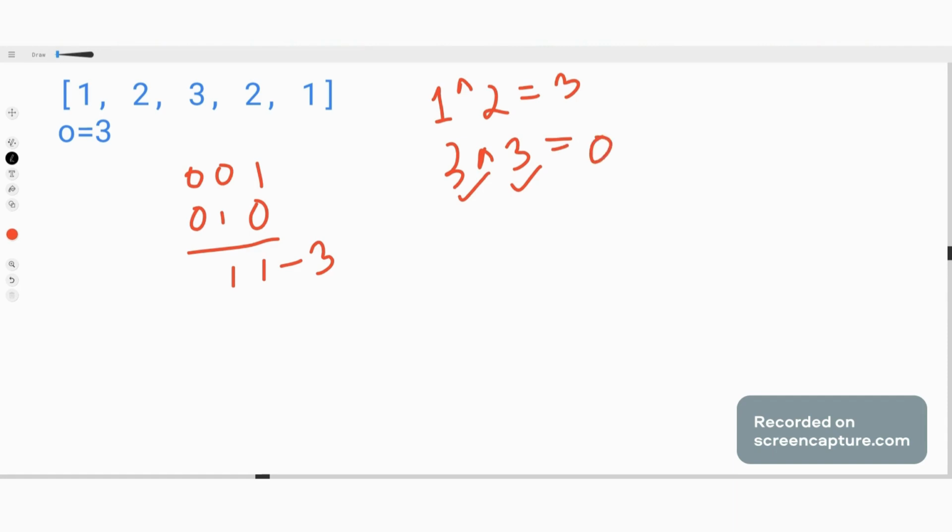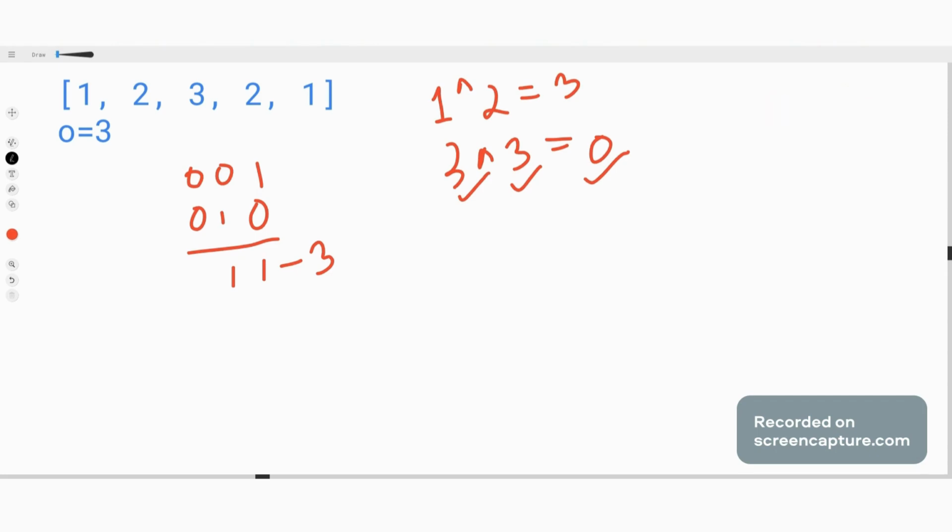Remember one thing: if we XOR a number with itself, the result will be 0. So we are getting here a 0. And if we XOR a number with 0, then we will get the number itself. Suppose we do 0 XOR 3, then you will get that number itself. Okay, so let's proceed with this array.